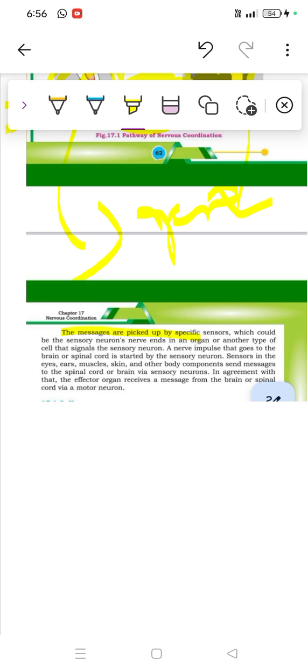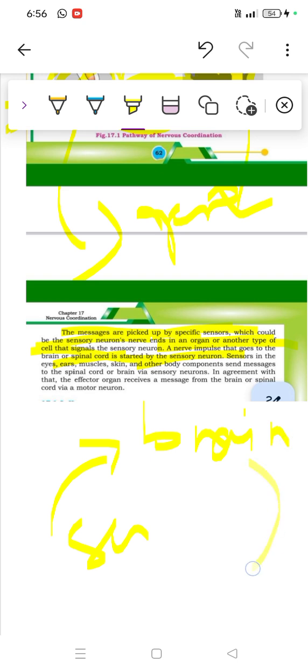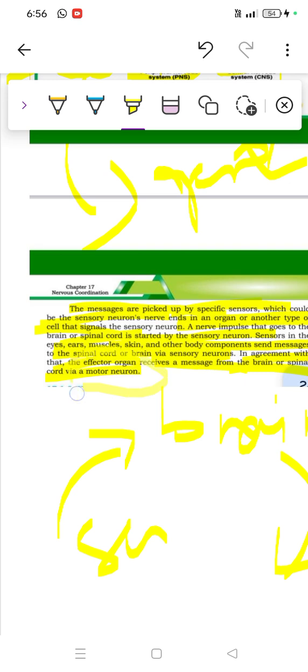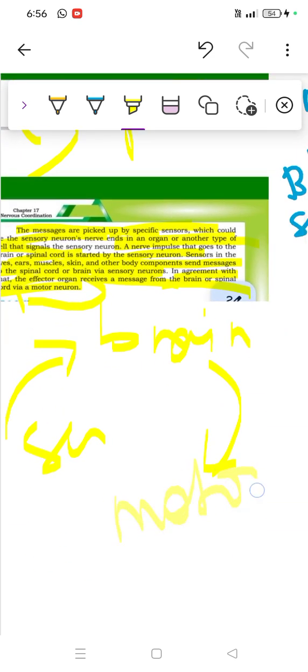The messages are picked up by specific sensors. As I mentioned, the message will be taken by sensory nerves, which could be sensory neurons, nerve endings in an organ, or another type of cell. A nerve impulse that goes to the brain and spinal cord is started by a sensory neuron. Then our sensory components, whether eye, nose, or muscles, will send the message via sensory neurons in agreement with the effectors. The organ receives a message from the brain or spinal cord through the motor nerve. So from the brain the motor nerve will receive it, and it will be passed on. So I hope it will be clear.